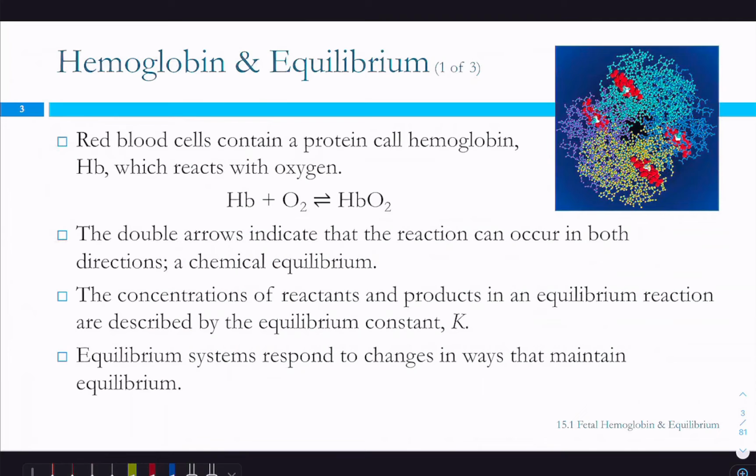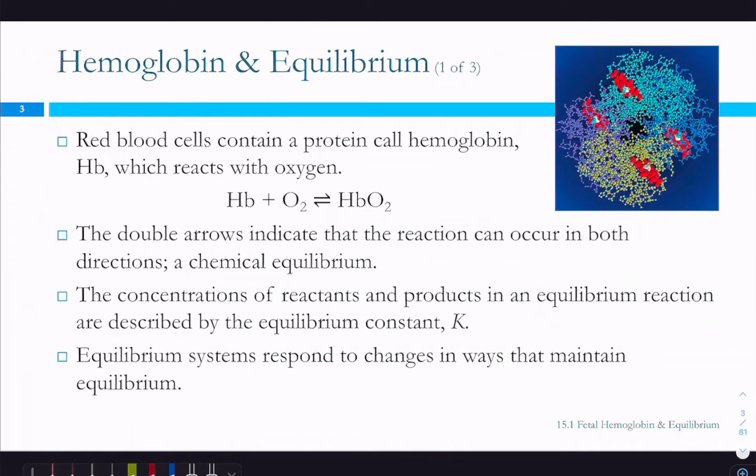So one place where you see this happen is in red blood cells, which contain a protein that you've probably heard of called hemoglobin. Right? That's what picks up oxygen in our lungs, carries it to your, well, everything. And the double arrows here are indicating that the reaction can occur either in the forward or the reverse direction. So that's our chemical equilibrium, right? We've got flow going both ways. And the concentrations of the reactants and products in an equilibrium reaction are described by the equilibrium constant K, again. Big K, lots of products. Small K, not very much products, lots of reactants.